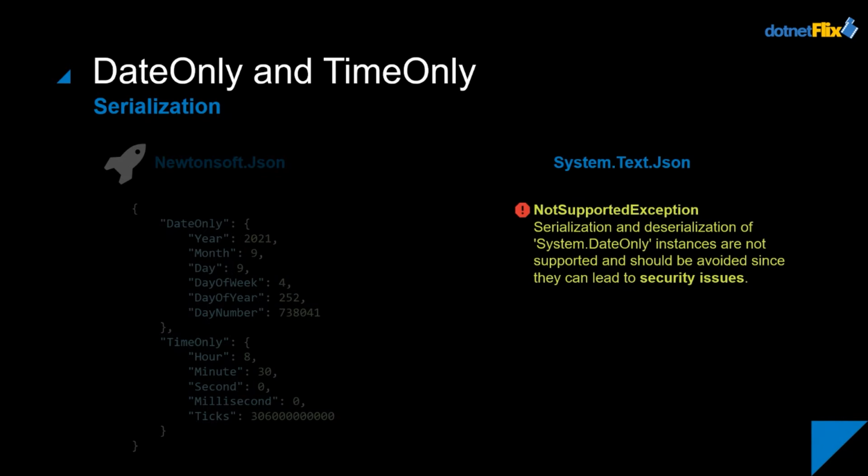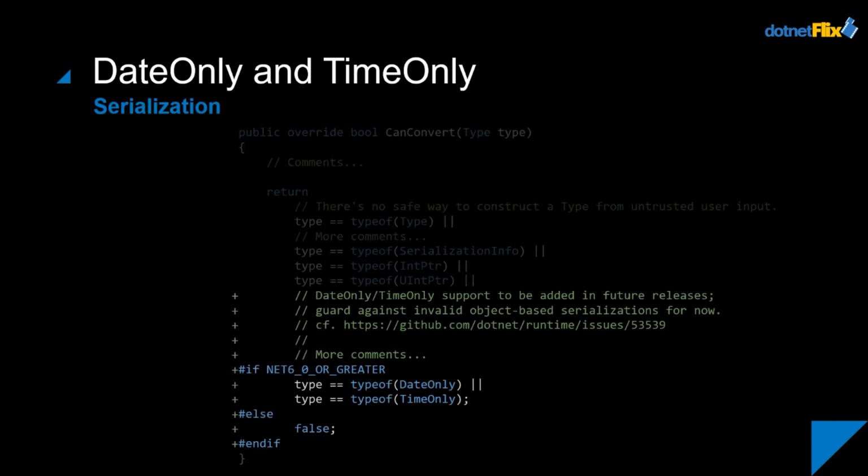And a little interesting thing to notice here is that it says it should be avoided since they can lead to security issues. So I looked a little bit into why it said it should be a security issue. And I dived into the .NET source code for that, which of course is publicly available on GitHub. And what they did, the change that they actually made, which is highlighted here, is that they just added the two new types, DateOnly and TimeOnly, to an existing list of types that cannot be serialized.